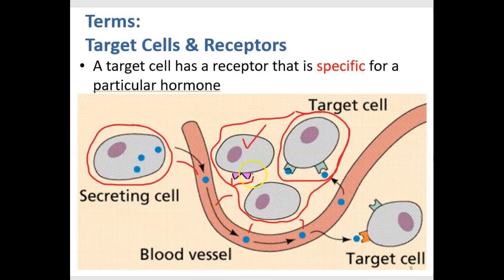Now another thing to think about in terms of receptors on target cells is that there may be more than one type of receptor that can bind to a hormone. So this target cell has two receptors, kind of a green one and an orange one, that both can respond to this hormone or bind to that hormone. But different things might happen depending on which receptor the hormone binds to.